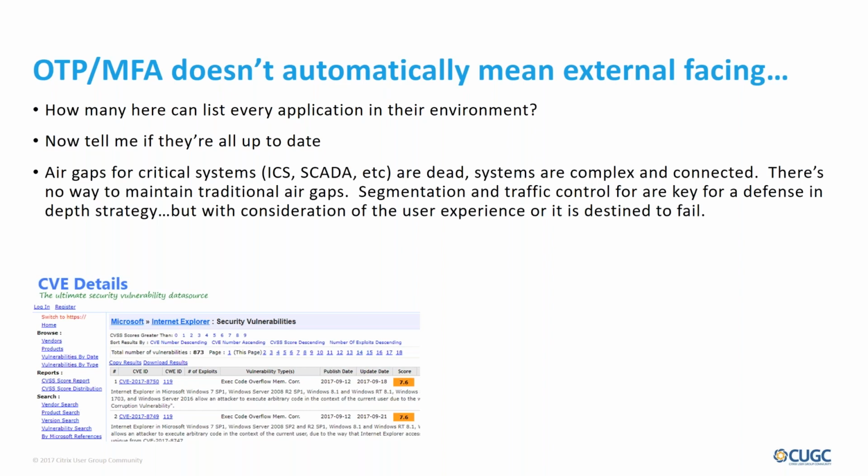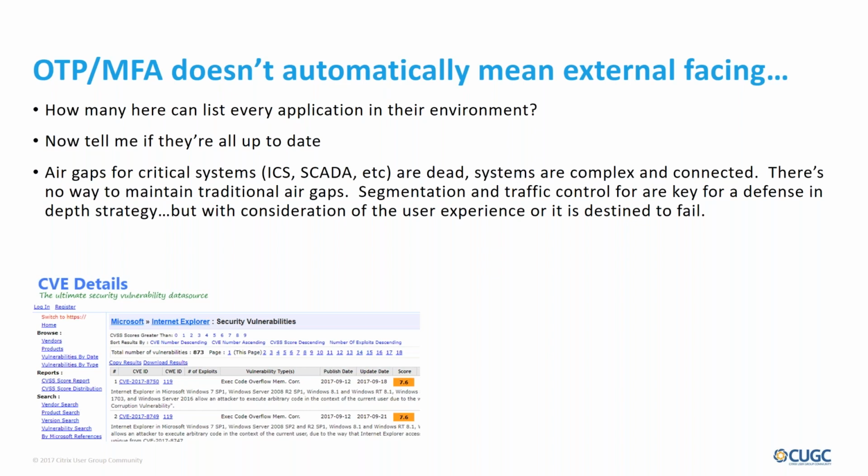There are air gaps that are designed for critical systems. It's a traditional approach to isolating very critical environments from the internet or other parts of the organization, things for industrial control, SCADA systems, and so on. My belief is that air gaps are pretty much dead at this point. As Kurt was saying, IoT, industrial IoT, these things are very big, and systems are more complex and connected. There's really no way to maintain the traditional air gaps.